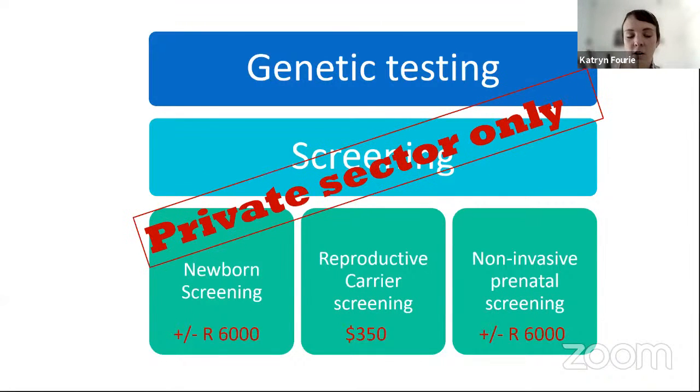So it's fairly obvious, I would think, just from the cost, that this is generally not available in our public sector. Our public patients can't access newborn screening or non-invasive prenatal screening. They can't access reproductive carrier screening without a family history to inform that carrier screening. So this is really available only to a very small percentage of our population. And even then, it usually is paid out of their own pocket. So it also depends on whether the patient or the couple actually has the funds to pay for this testing themselves.